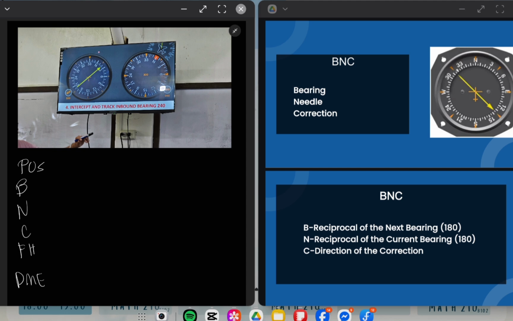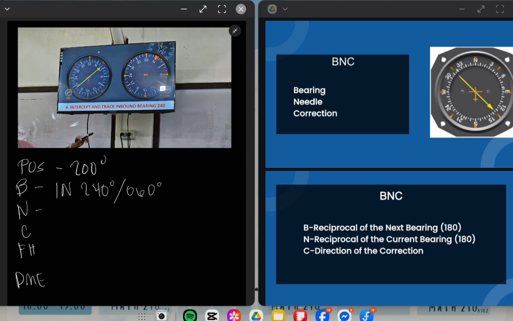For your position, just take a look at your tail and look at where you are. Your position right now is 200 degrees. Next, you need to grab your bearing. Here's the tricky part. When you grab your bearing, say 240, you have to get the reciprocal. So find 240 and get its reciprocal, which is 060. So that's what our inbound bearing is. Inbound bearing 240, which is 060. So that's our tracking inbound bearing.